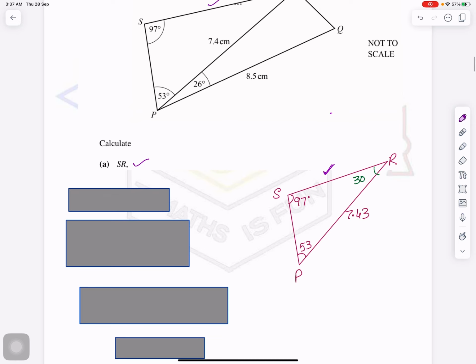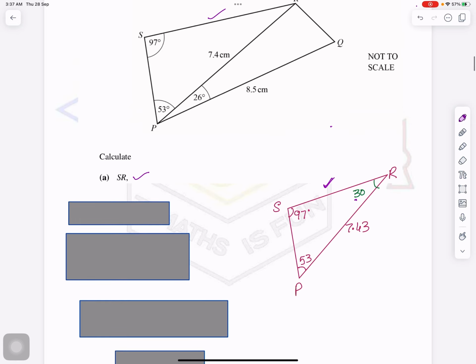By the way, this angle was not given there, 30, but how can I find it out? Because in any triangle, the sum of the angles is 180. So I added up 97 and 53 and subtracted them from 180. So now I know 3 angles in the triangle. I know one side, but I don't know the other side. So I can apply the sine rule easily.